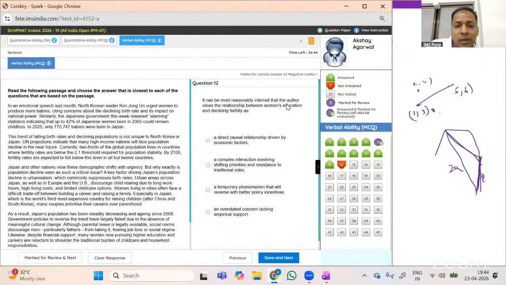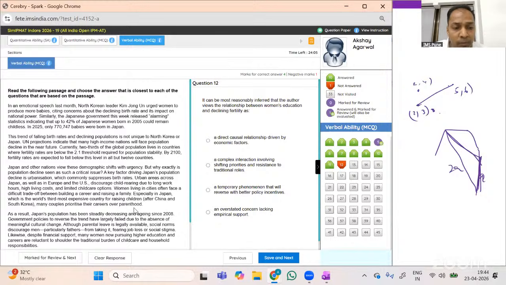It can be most reasonably inferred that the author views the relationship between women's education and declining fertility as a direct causal relationship driven by economic factors, a complex interaction involving shifting priorities and resistance to traditional roles, a temporary phenomenon that will reverse with better policy incentives, or an overstated concern. It is not overstated because of high living costs, and women living in cities often face a difficult trade-off between building a career and raising a family, especially in Japan, which is the world's third most expensive country for raising children.